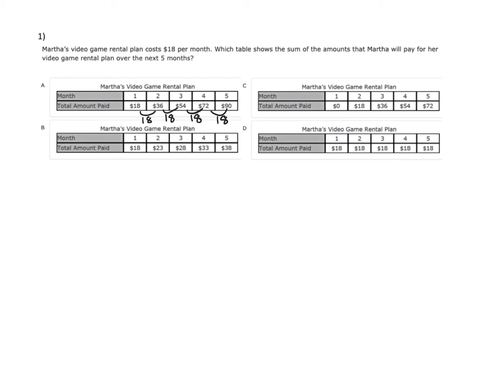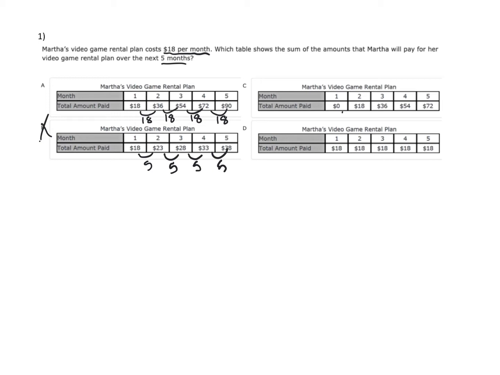So on B, we go from 18 to 23, and that is 5. From 23 to 28, which is also 5. That's 5 all the way across. So they would put this answer to try to trick you with the 5 months. But since we're looking for $18 per month increase, B would not be our answer. The next one is C.